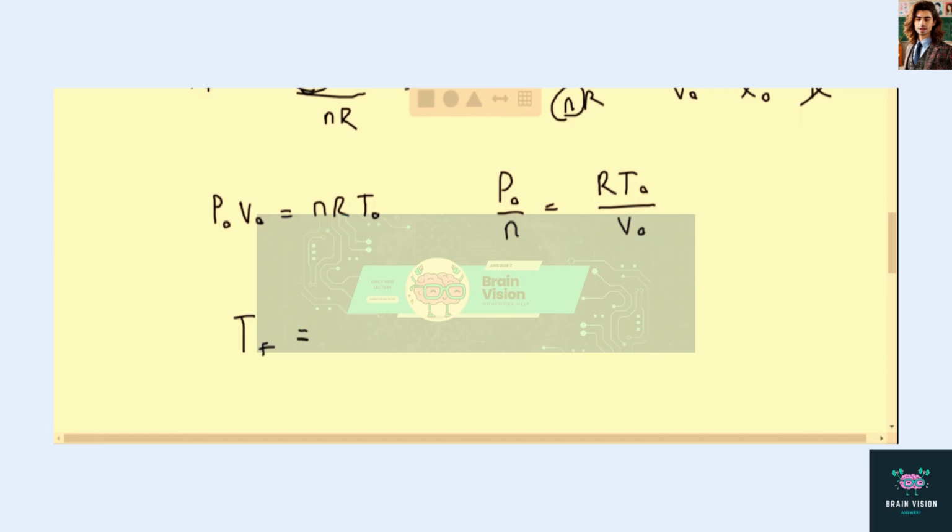T final equals X final over X naught times T naught V final over V naught. Something like that. Okay. So now all of these values we have. We have the initial temperature, volume, final volume we calculated a moment ago, and these two displacements. So if we plug all of those in, we're going to get that the final temperature is 370 degrees Kelvin.